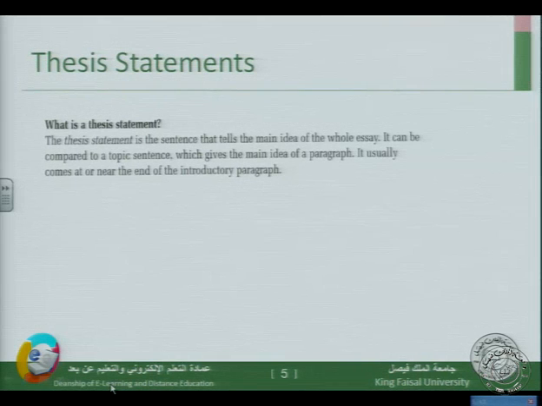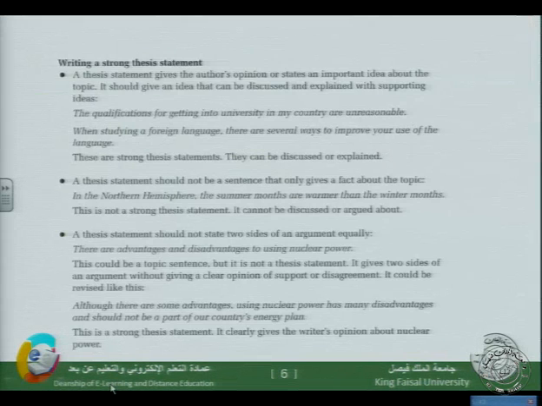Notice that the thesis statement gives you the main idea of the whole essay, like a topic sentence gives you the main idea of a paragraph. It usually comes at or near the end of the introductory paragraph. This is where we talk about the position of the thesis statement.